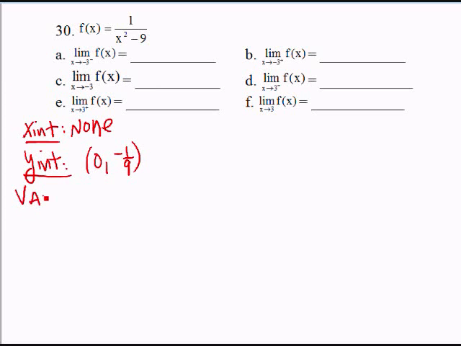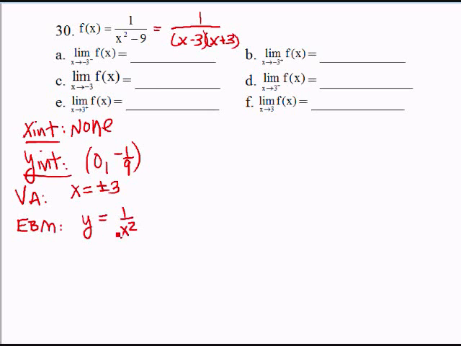Vertical asymptote, you let the denominator equal 0. I'm going to rewrite this in factored form. And obviously we have two vertical asymptotes at x equals plus or minus 3. Our end behavior model, which will help us with the end behavior asymptote, is y equals 1 over x squared. And for very large values of x, what kind of function value do I get out of this? 0. So my end behavior asymptote is y equals 0.